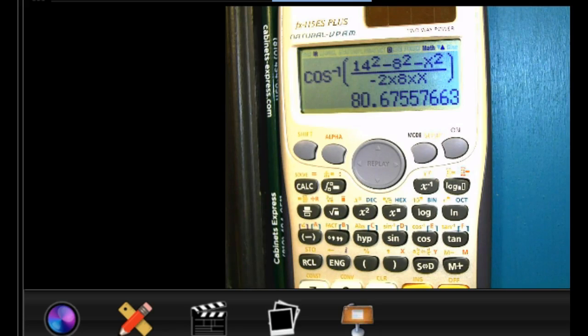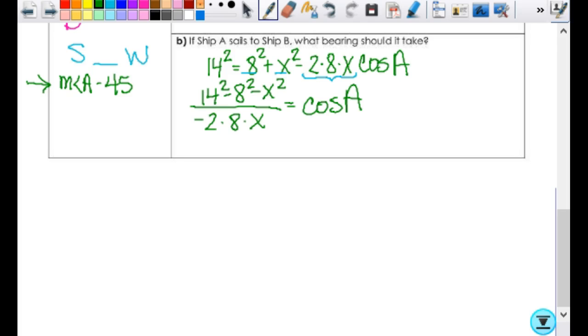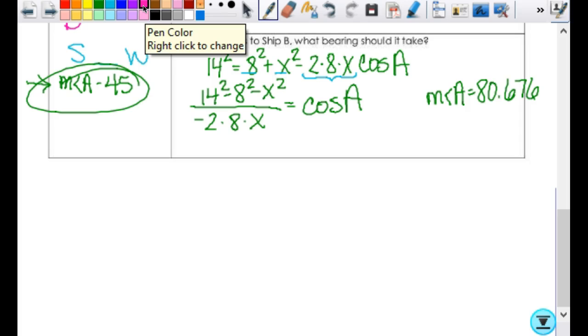You got that angle, right? So what we have is the measure of angle A is equal to 80.676. Now on this one, does it say to the nearest 10? It doesn't, I know, it's tricky, but okay, is that my answer? No, because I've got to subtract, right? So your answer to answer the question, right?